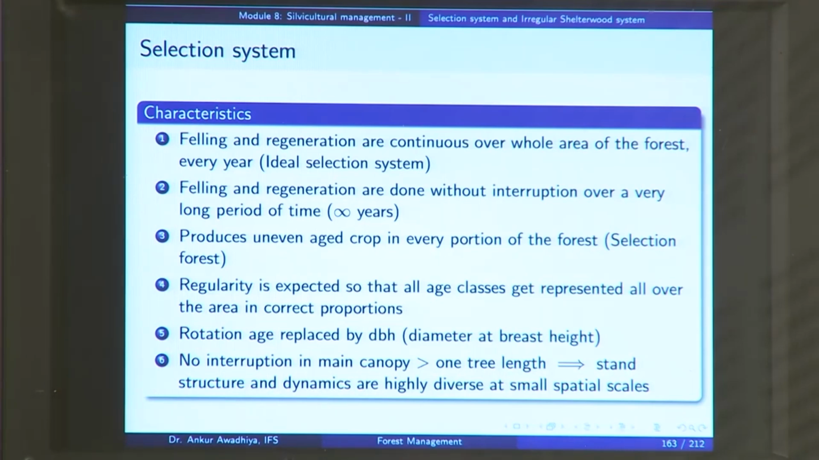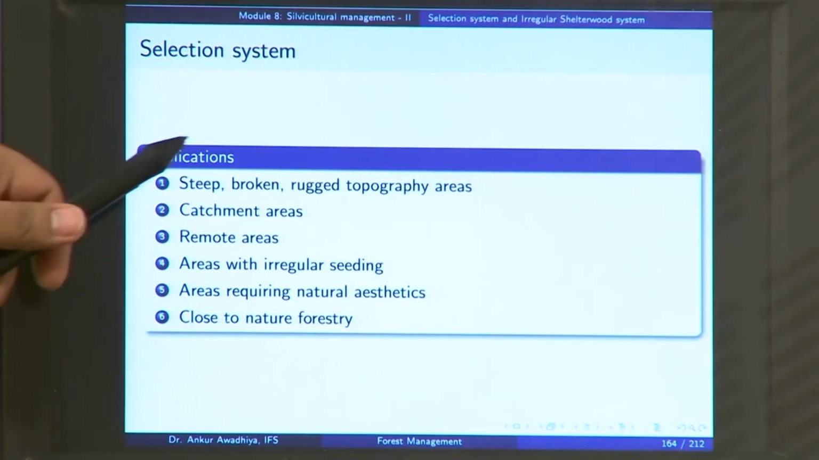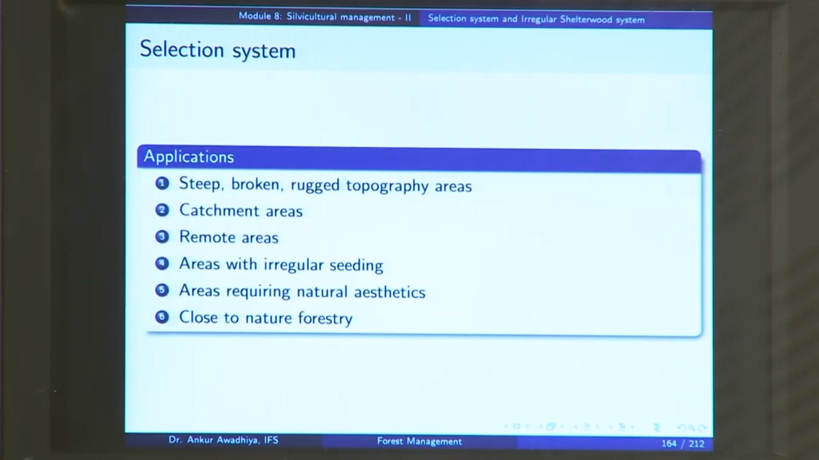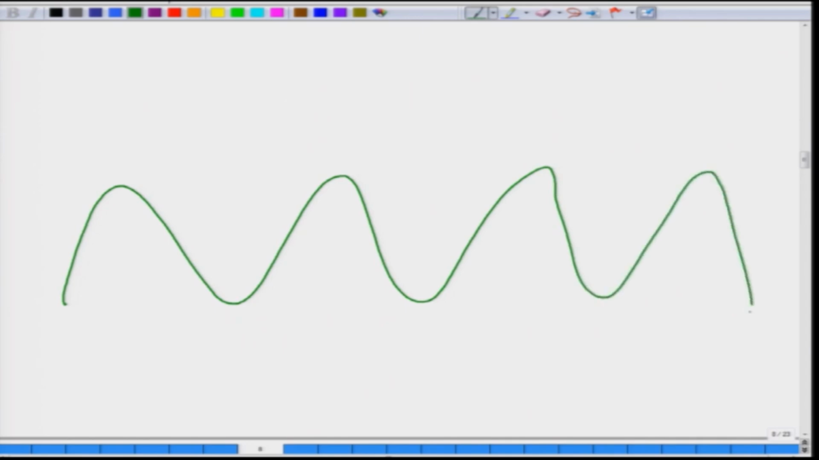So, what are the areas in which you will prefer to go for a selection forest? A selection forest is typically used in steep, broken and rugged topography areas. So, you have an area that is very steep, very broken or very rugged. What it means is that you are having a number of hills in that area. So, you have a rugged topography. Now, if you consider an area with a large number of hills, there are two or three main characteristics.